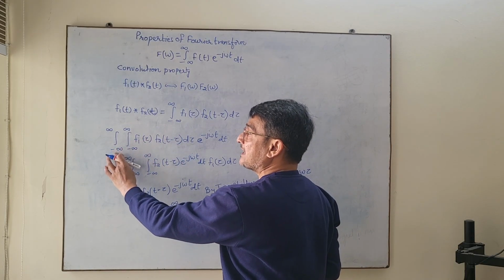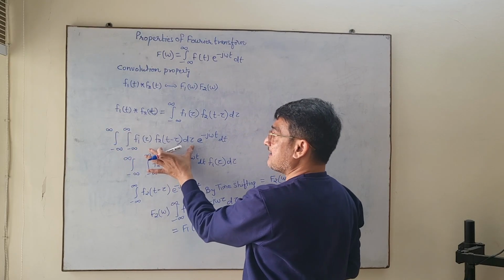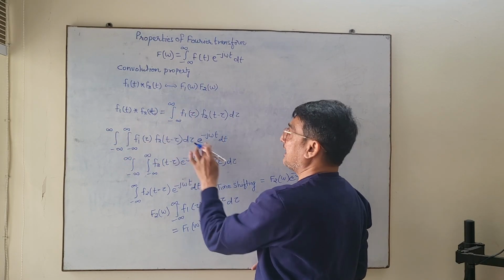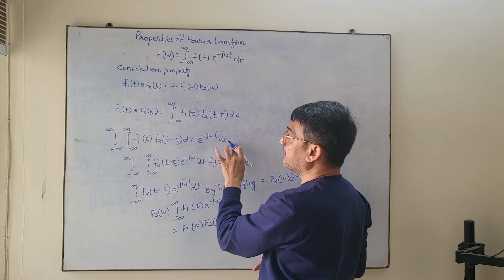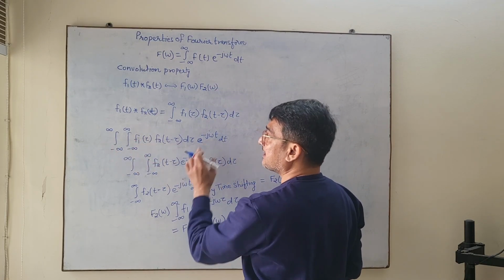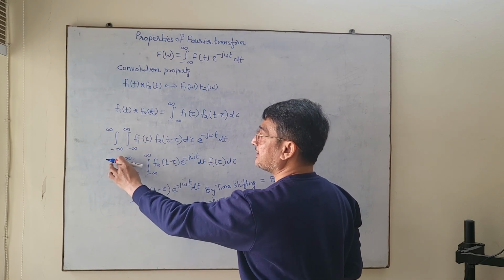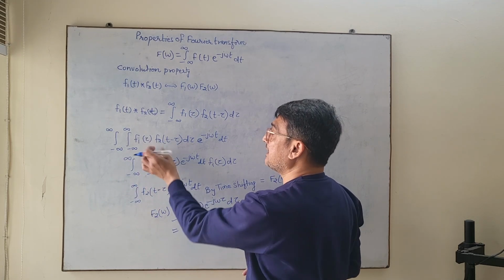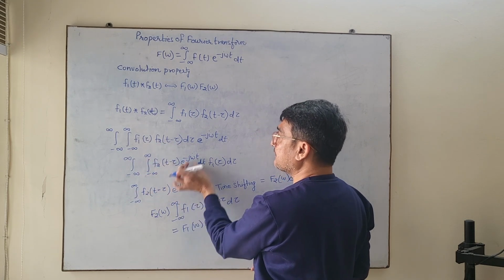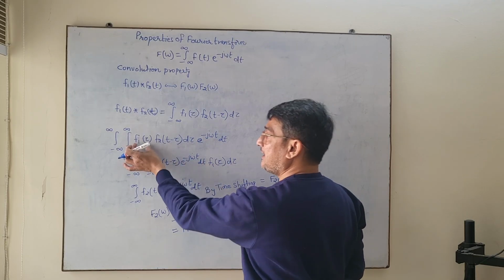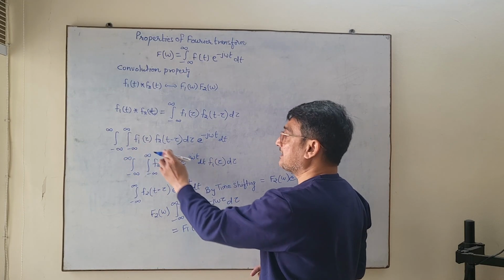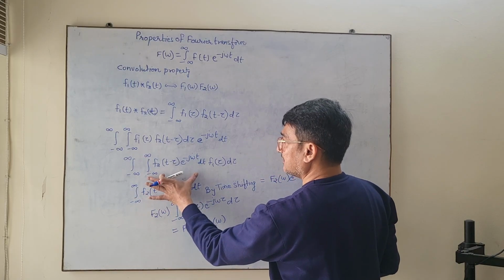So in our formula, minus infinity to infinity, f of t will be replaced by this whole thing, and then e to the power minus j omega t dt. Now this thing can be rewritten as minus infinity to infinity, again a second integral, minus infinity to infinity f2 of t minus tau e to the power minus j omega t dt, times f1 of tau d tau. Now why have I written something like this?